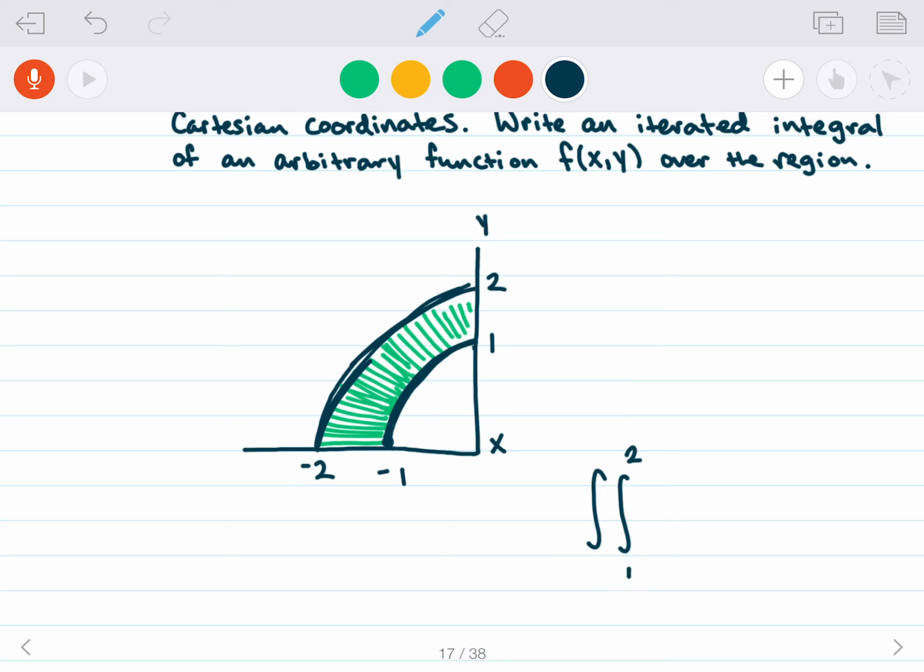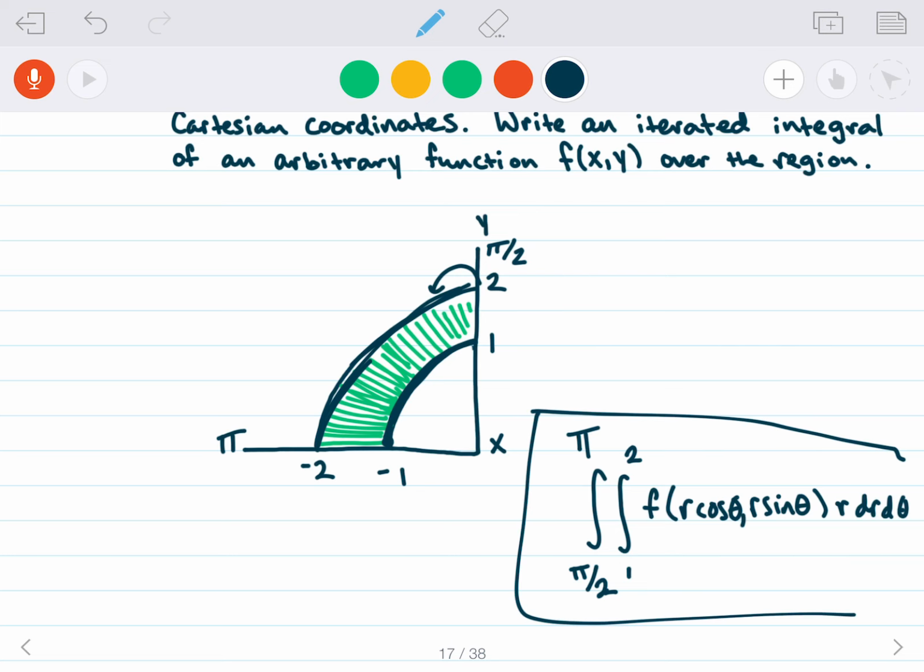And then for theta, well, this sweeps out. This starts at pi over 2, right? This starts at pi over 2, and it sweeps out to pi. So we're going from pi over 2, my minimum angle, to pi, my maximum angle. And my arbitrary function is going to be f of x, y, which becomes f of r cosine theta, r sine theta. And then I have to tack on the r dr d theta. Okay, so that's my answer there.